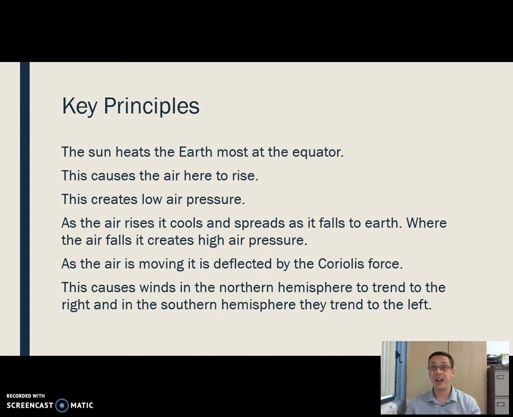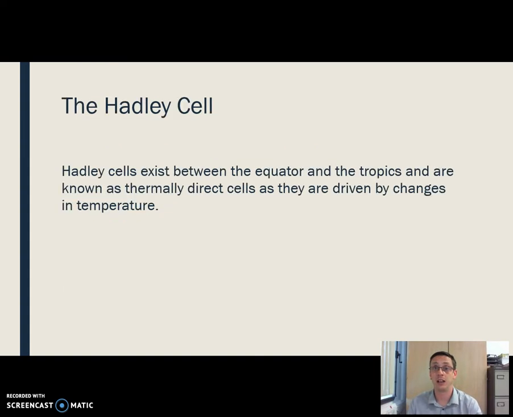So what actually is the three-cell model? The three-cell model is an atmospheric model that explains how air is transferred, or how energy is transferred, from areas where we've got a surplus of solar energy to areas where we have a deficit. And, spoiler, it involves three cells. The first of those is known as the Hadley cell. This is a cell of air that exists between the equator and the tropics. It is a thermally direct cell, and we call it thermally direct because it's driven by changing temperatures.